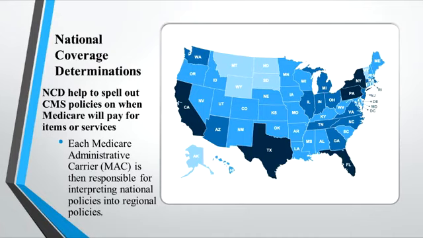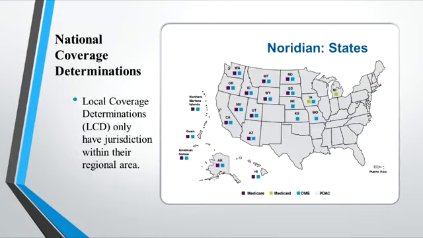Each local MAC, or medical administrative carrier, is then responsible for interpreting those national policies into regional policies. These are called local coverage determinations, or LCDs. LCDs only have jurisdiction within their regional area. For instance, where I'm located in Idaho, the regional MAC is Noridian, so only Noridian LCDs are applicable to claims generated in this MAC jurisdiction. The MACs may also define what codes are needed for coverage in a related billing and coding article.